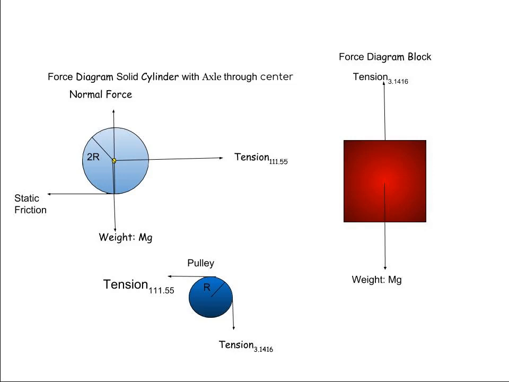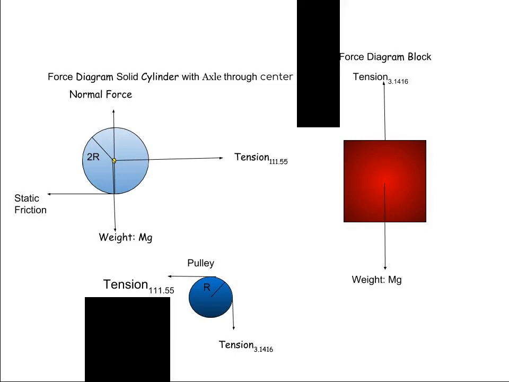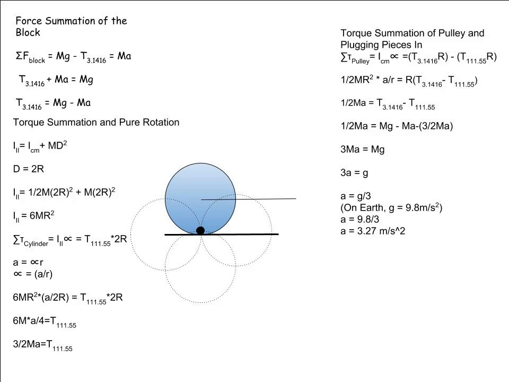You can see all the forces clearly labeled below, but please pay special attention to our tension forces as they are the most important for this problem. We have given them distinct labels to use later on. There is the horizontal tension, which we have labeled tension 111.55, and the vertical tension, which we have labeled tension 3.1416. We summed the forces on the block and isolated T 3.1416 to be mg minus ma.